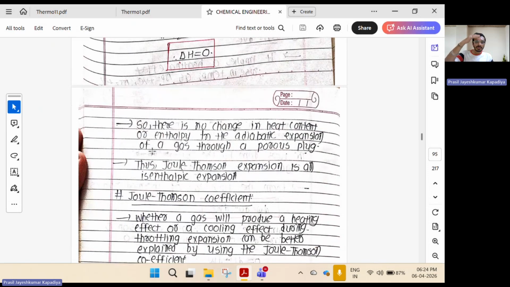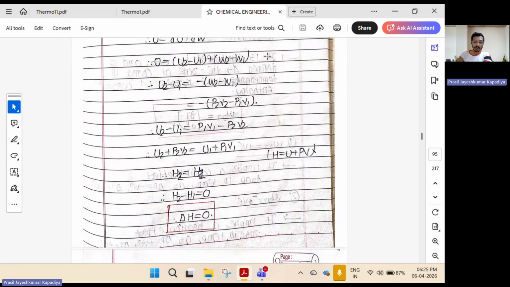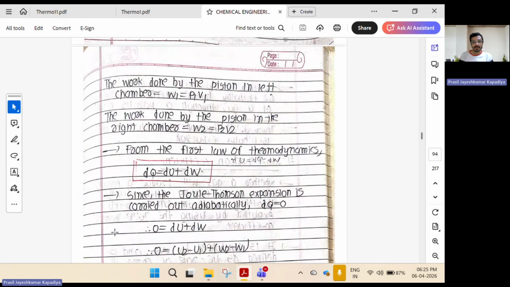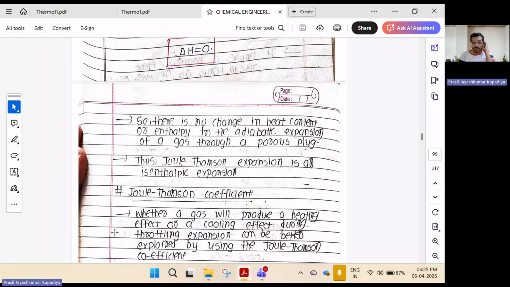Correct. So there is no change in heat content or enthalpy in the adiabatic expansion of gas through the porous plug, and thus Joule-Thomson expansion is an isenthalpic process. Why isenthalpic process? Because we are obtaining delta H is equal to 0. There is no enthalpy change through this process. That's why we are calling it that, delta H is equal to 0.